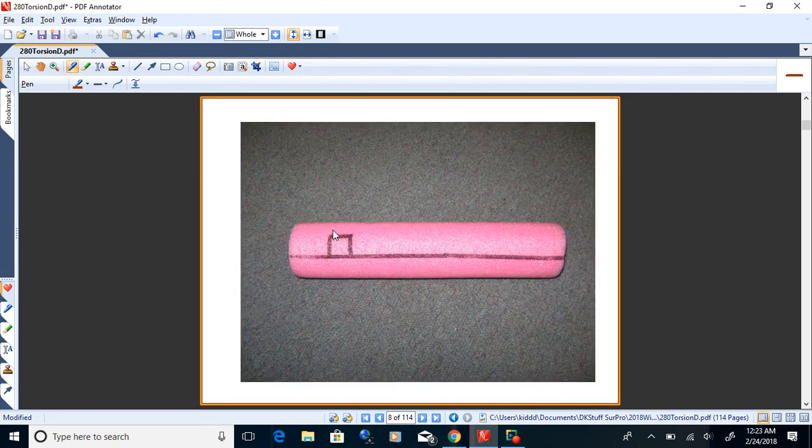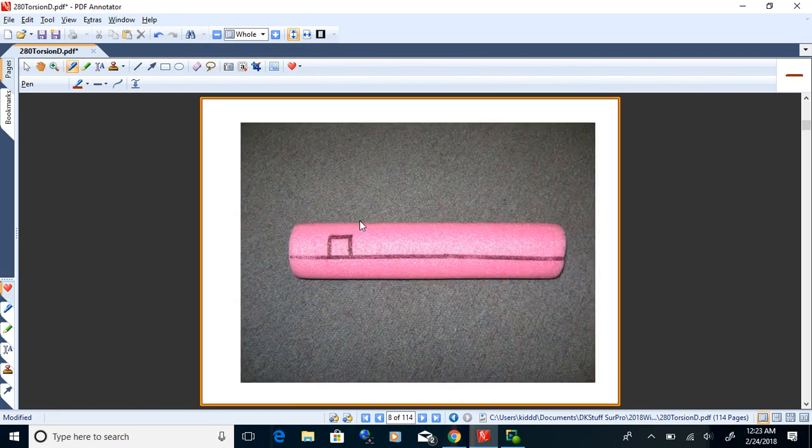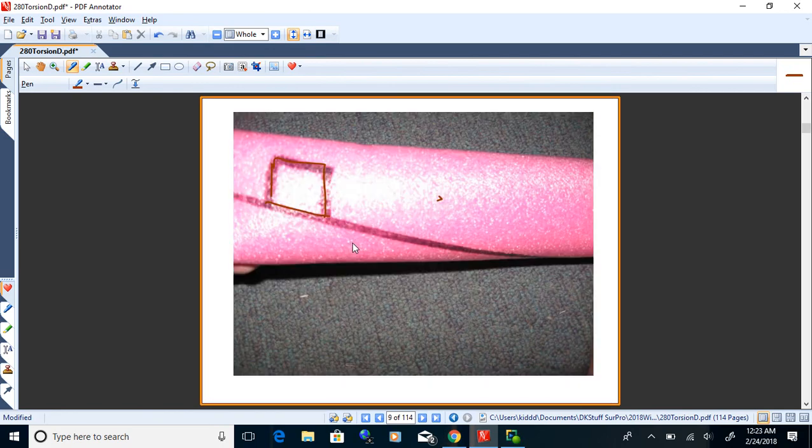Now here's an example of that. Here's a shaft, a foam shaft that can be pretty easily twisted. There's a little element on there. When you twist the shaft, that square element now turns into a rhombus. So you can see that shear strain effect when you twist that shaft.